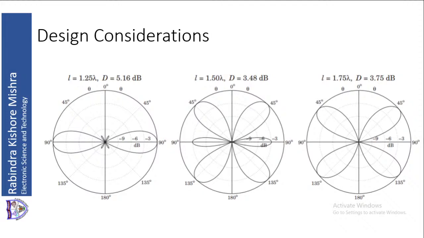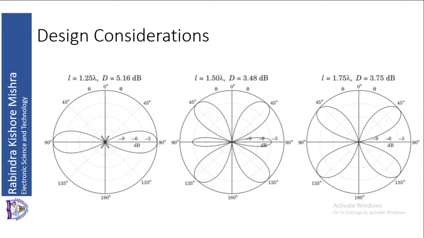Now we further increase the length to 1.25 lambda. There you can see directivity has further increased and become very narrow. The directivity is 5.16 dB. There is also an interesting thing: in between the two main lobes, smaller side lobes are starting to appear. Now if you increase it further, the main lobes become useless, like side lobes, and the side lobes become prominent. The prominence of the main lobe is lost.